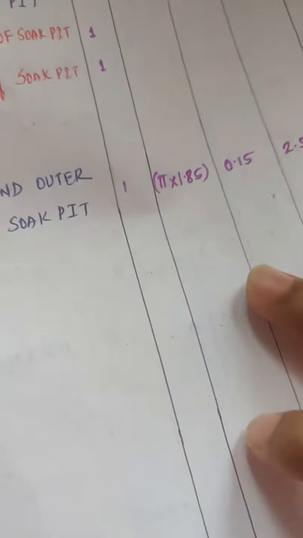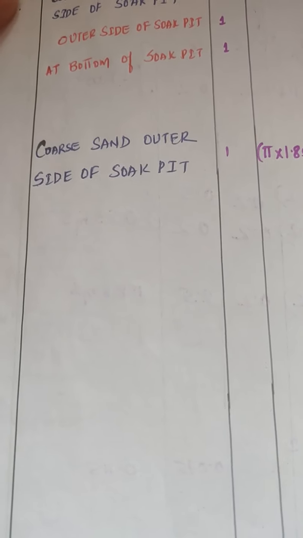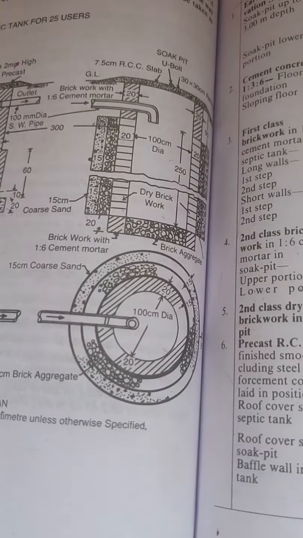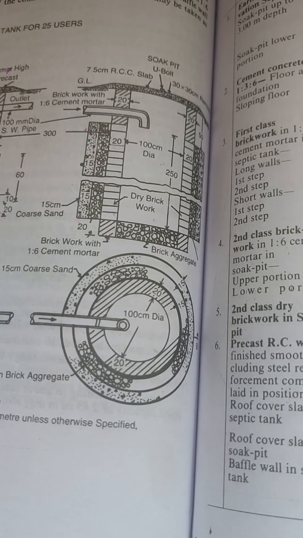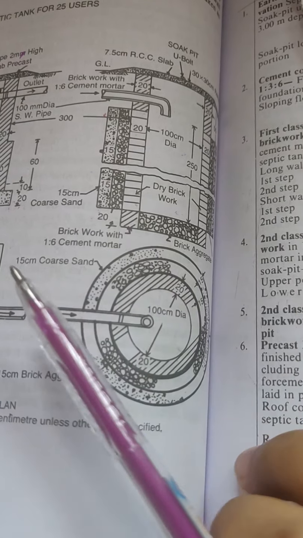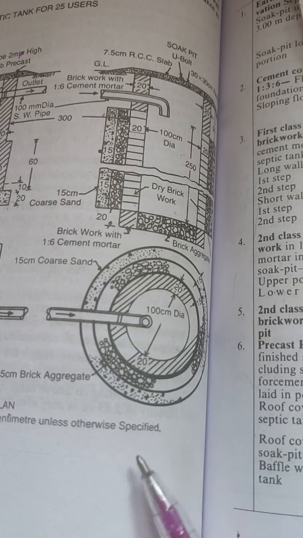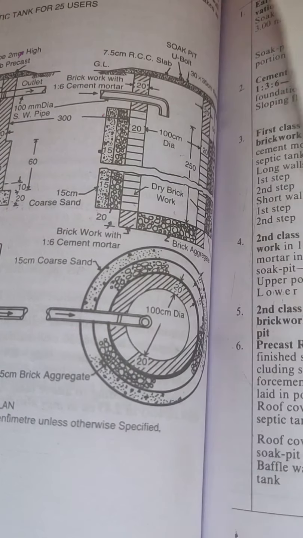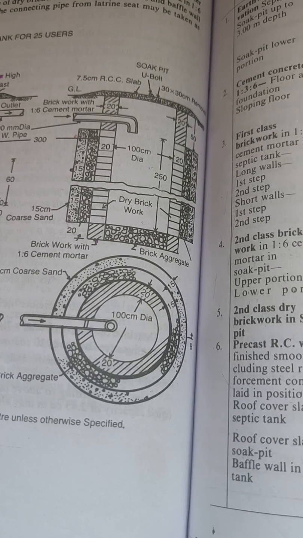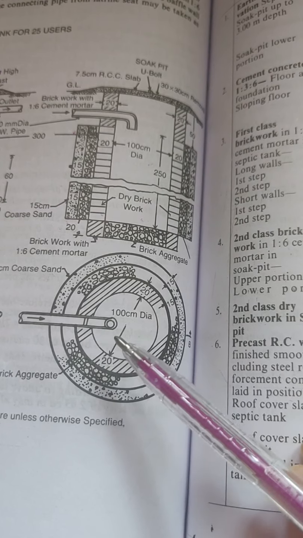Okay, moving on to the next quantity. So next quantity is coarse sand outer side of the soak pit. Now where is coarse sand provided? If you see here from this figure, this outer portion is provided with the coarse sand. He has given here, see here, 15 centimeter coarse sand. Now again, where it is provided? It is provided only along the circumference. Now to calculate that, I should know what is the center to center length of this part. Now how will I calculate that?